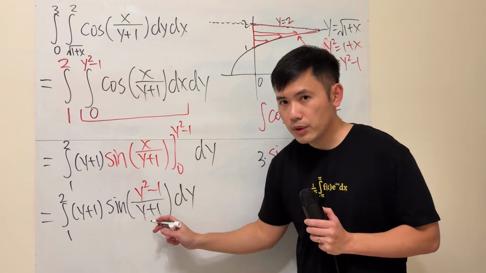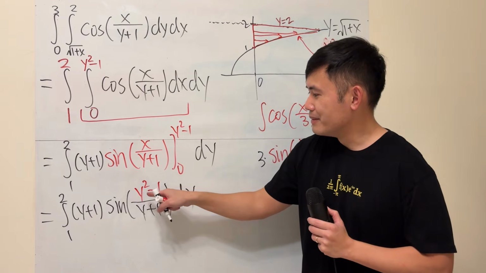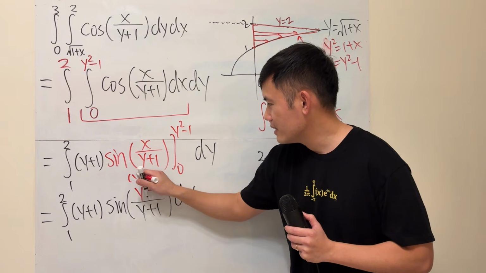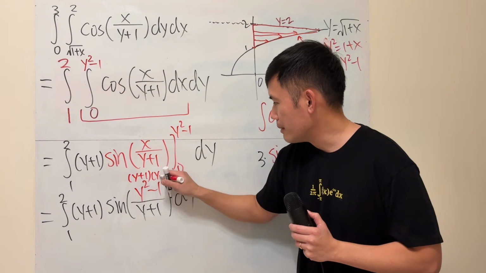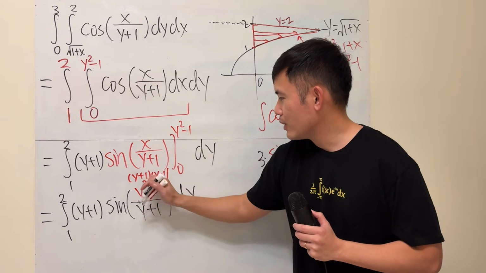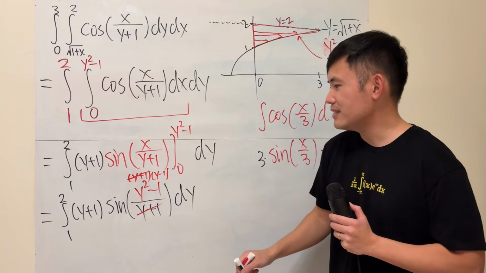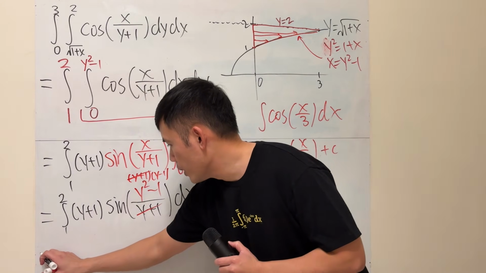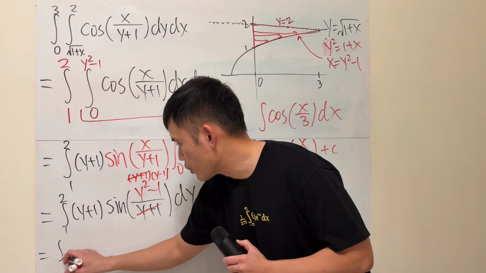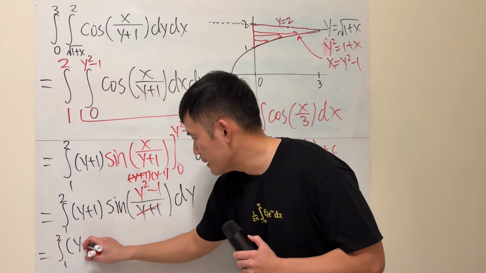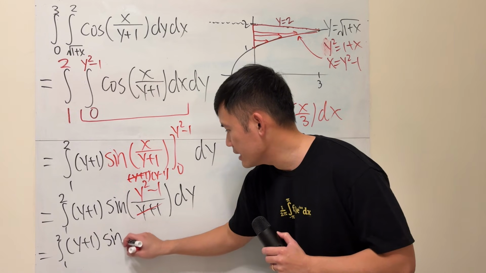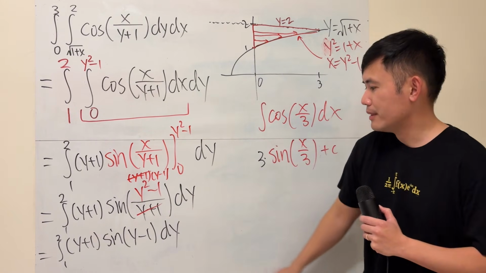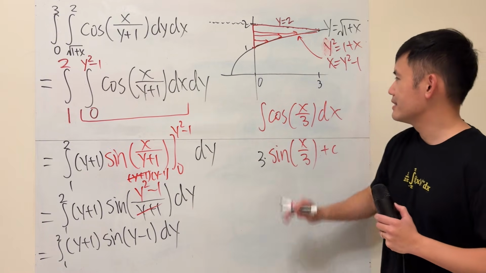Now, for this right here, y squared minus 1 over y plus 1, this is really nice, huh? Because we can factor it. That's y plus 1 times y minus 1, and the y plus 1 cancel out very nicely. So we will get the integral from 1 to 2 of y plus 1 times sine of y minus 1 dy. And now we just have to finish that, and that'll be it.